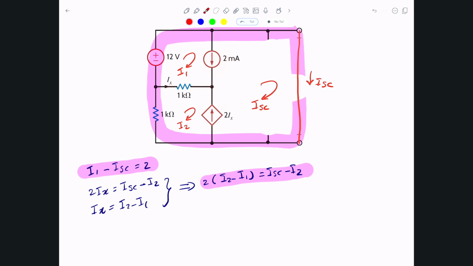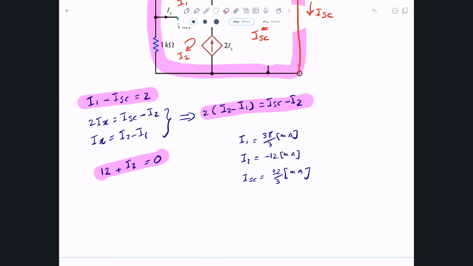Let me write the equation for that huge super mesh. We start from here. That becomes 12 plus I2 times 1, and that should equal 0, because there's nothing else. There's 12, there's the I2 element, and no other elements. That is the third equation that we need to solve these equations. Let me solve them and come back with the answers.